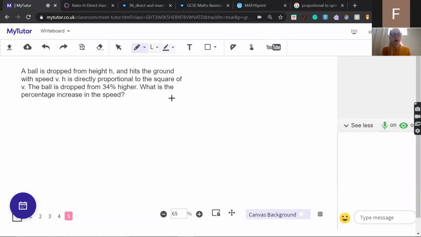So let's do this in the same way that we did our other ones. So we're going to think h is directly proportional to the square of v. So h equals k lots of v squared. Cool. Again, that's just what we've done before. Now, the ball is dropped from 34% higher. Well, let's think about what it was originally. So originally, we'll call our height h1.